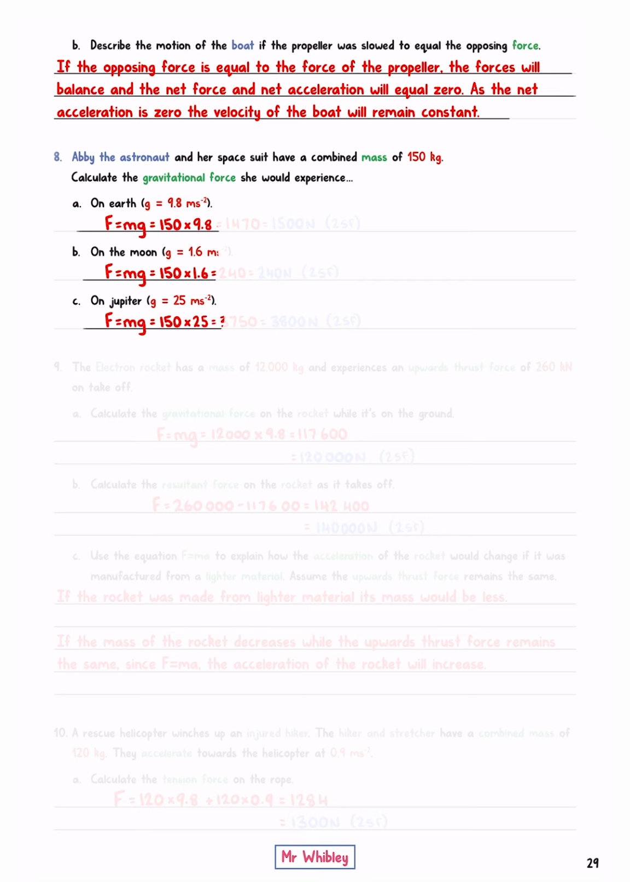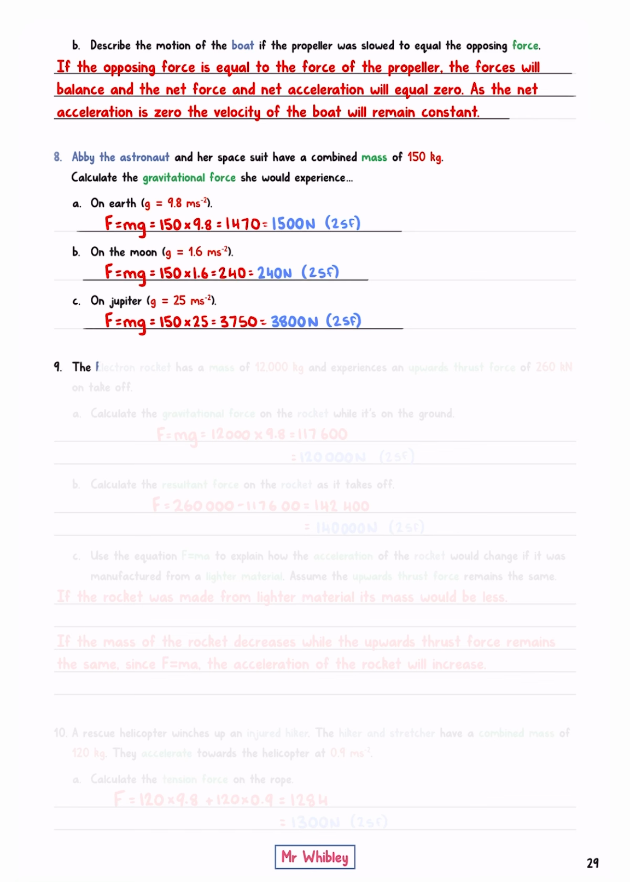For Earth, that gives us 1,470, or 1,500 newtons to two significant figures. On the Moon, that gives us 240 newtons. And on Jupiter, that gives us 3,750, or 3,800 newtons to two significant figures.